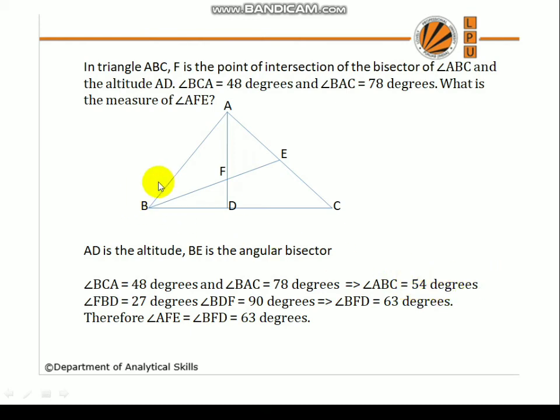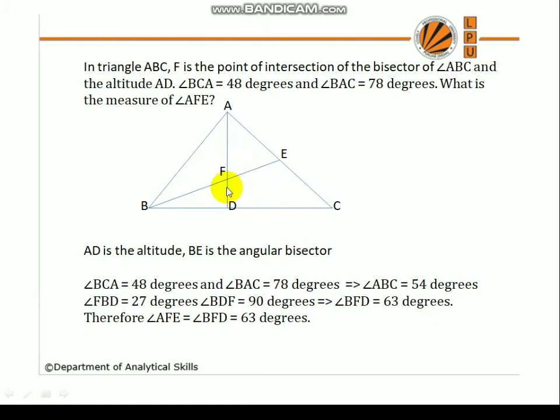Thus the angular bisector BE divides it into 27 on both sides. So angle FBD is exactly half of 54, which is 27 degrees. Now angle BDF is a perpendicular straight line because of the altitude, so it is 90 degrees. Angle BFD, again by the triangle property, with FBD 27 and BDF 90, we get BFD equal to 63 degrees.